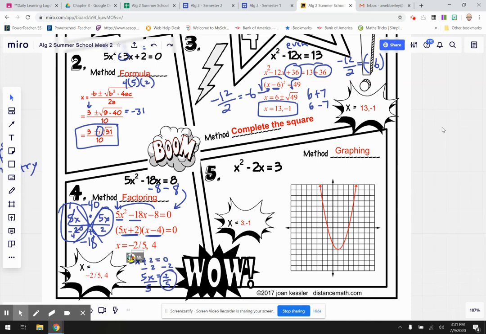And then for the other one, you want to know what's going to make this a 0. It's going to be a 4. So there are your two solutions for number 4.